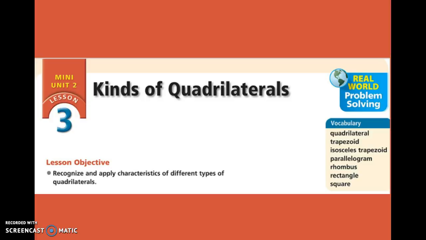This is Mrs. Naslin, and today we'll be doing Unit 2, Lesson 3, Kinds of Quadrilaterals. Our learning objectives are, I can recognize and apply characteristics of different types of quadrilaterals. The vocab we'll be talking about is quadrilateral, trapezoid, isosceles trapezoid, parallelogram, rhombus, rectangle, and square.